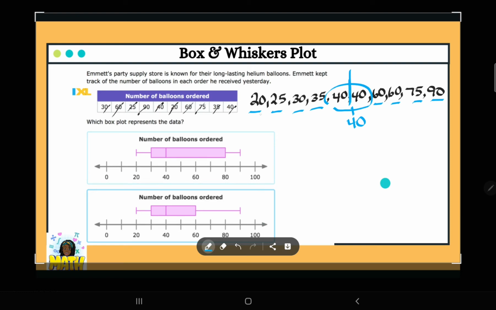I'll say that again. If I have an even set of numbers where I have to find the average of the 2 center numbers, then those 2 numbers go back into the data set and become a part of the lower values and the upper values. So instead of having 4 numbers here, I'm going to have 5 numbers, because this 40 is going to join the lower and this 40 is going to join the upper. So my Q1, with 1, 2, 3, 4, 5 numbers, will be 30. This here was my Q2. And then my Q3 will be 60.